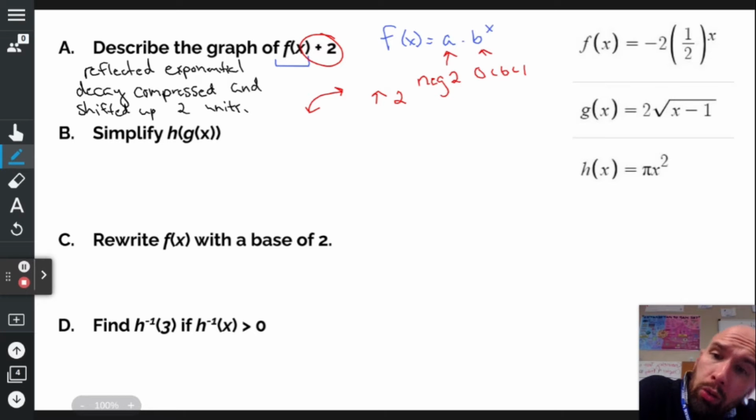Now, I'm going to simplify h of g of x. So here's h, here's g of x.